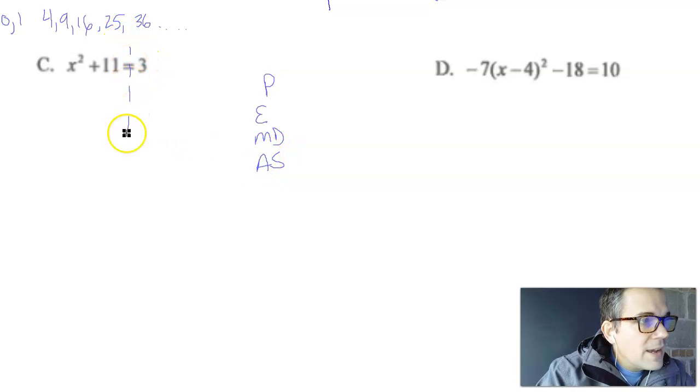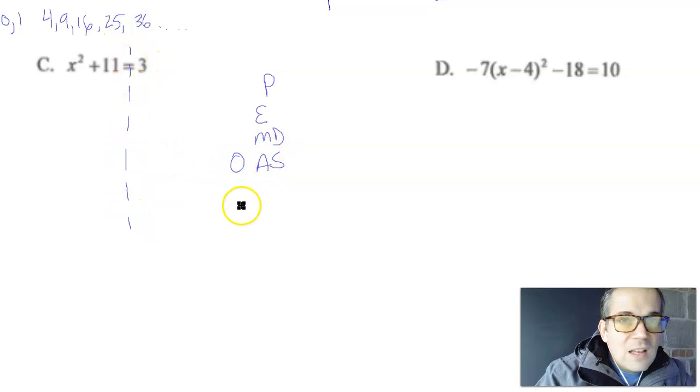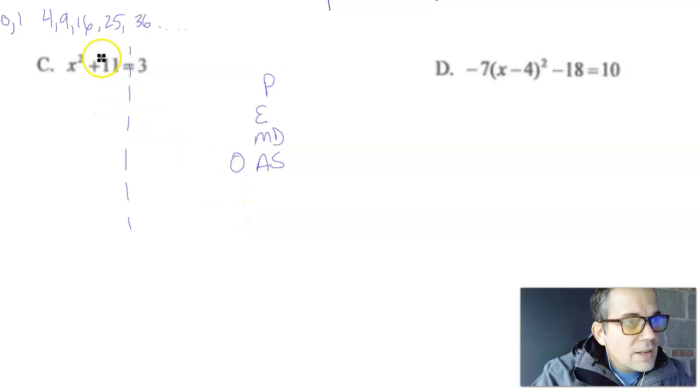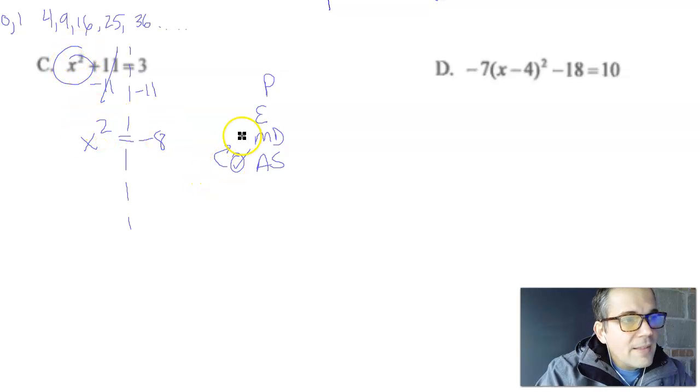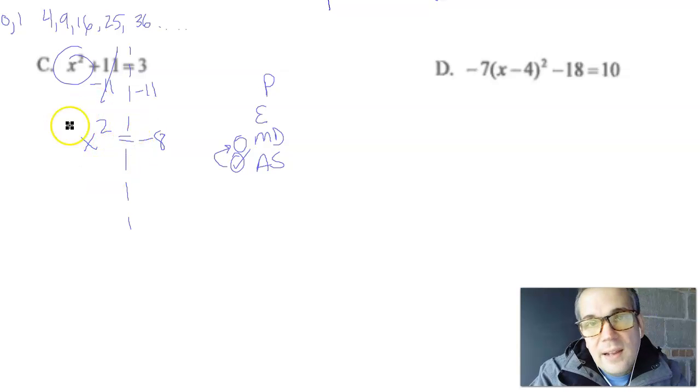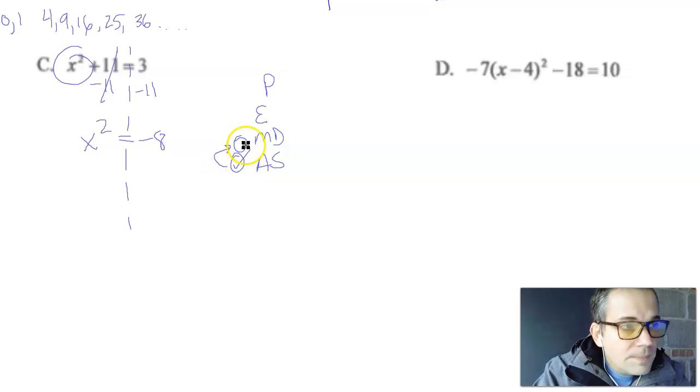Here's my equal sign line. Is there anything that needs to be added or subtracted? There sure is. I'm going to subtract that 11 from both sides. These cancel. Negative 11 combined with 3 make negative 8. What's left over here is an x squared. I'm going to move up that ladder and say, is there anything on this side of the equation that needs to be multiplied or divided? And the answer is no.